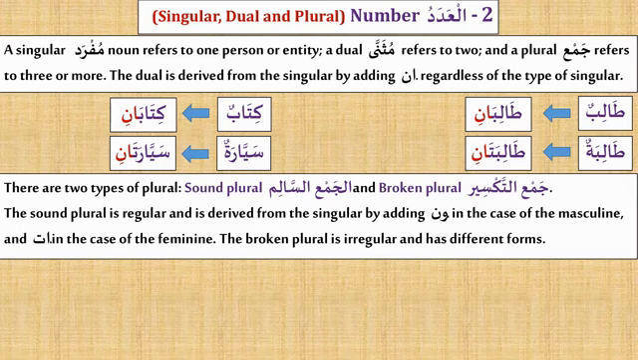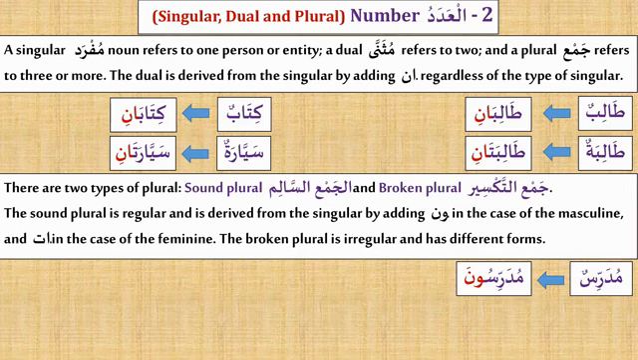Now first let's give example for sound plural. Sound masculine plural. Al-jam'ul mudhakkar salim. Mudarrisun, a male teacher. Mudarrisuna, male teachers, more than two, 3 or more teachers. Mudarrisun, mudarrisuna. This is called sound masculine plural. Al-jam'ul mudhakkar salim.